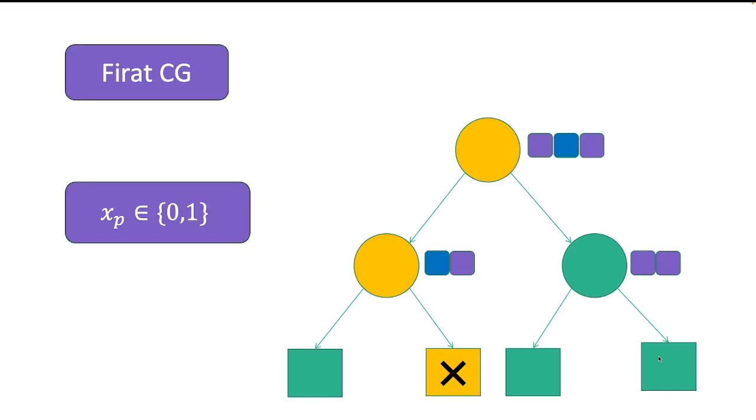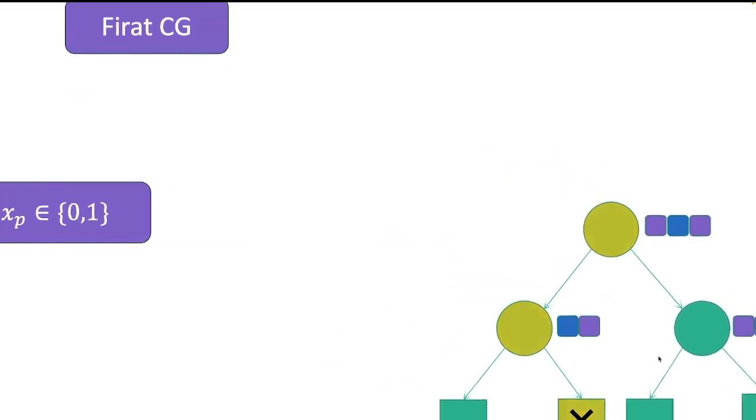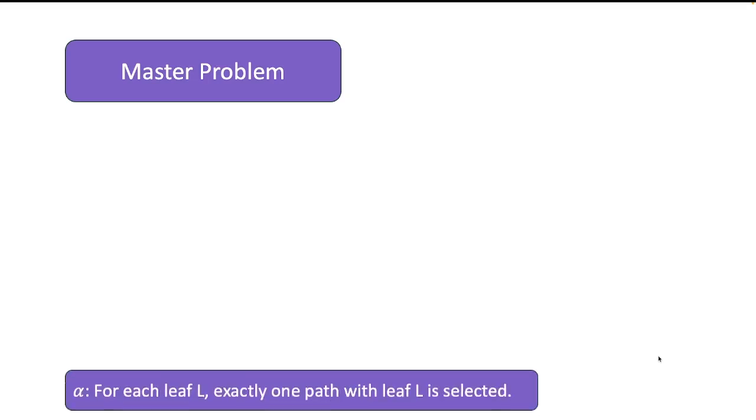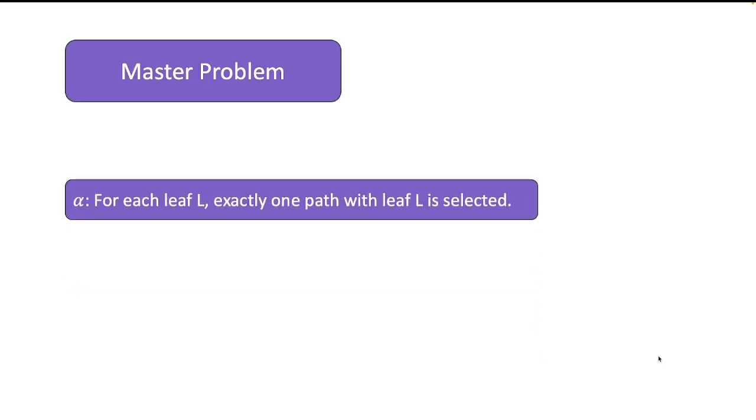The constraints and everything else are formed around these variables, but I'm not going to describe the mathematical formulas for those constraints. Let's start with the master problem. The first constraint is that for every leaf, exactly one path with this leaf should be selected. For just the highlighted leaf, there were 12 possible paths in the previous example, so out of those 12, we have to select only one of them. That's the first constraint.